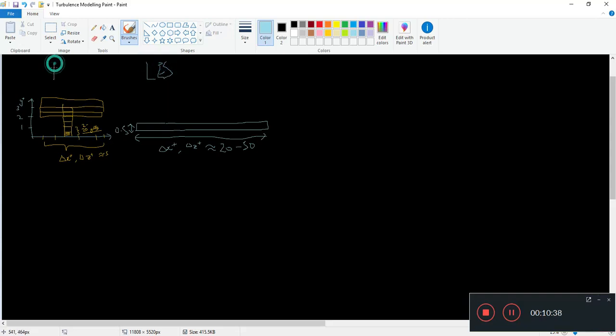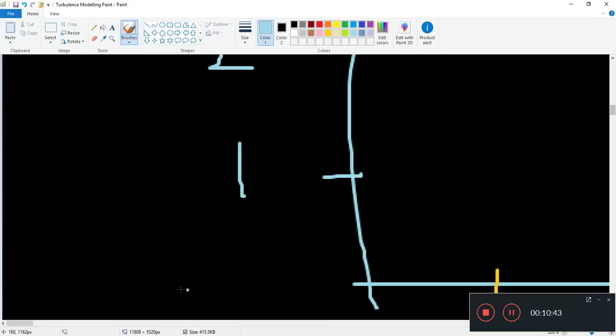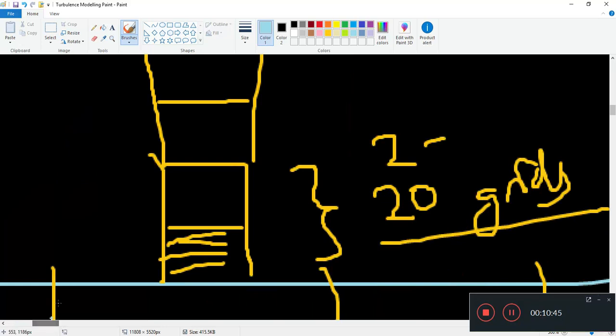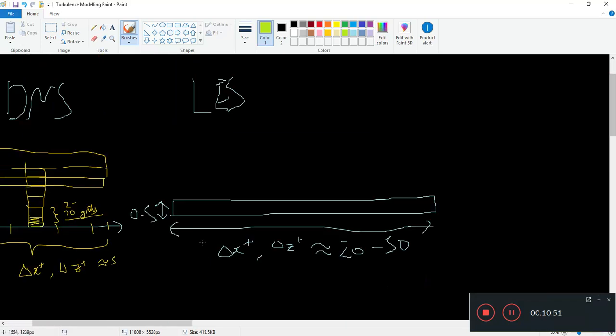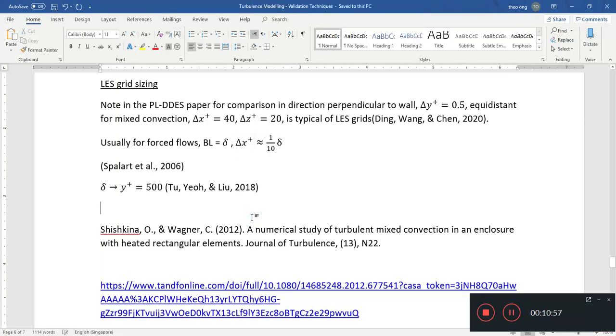Okay, so the DNS grid is about this small. I don't know whether you can see that. Your LES grid is several times bigger. You can see this blue one. And then what about Reynolds-averaged Navier-Stokes?